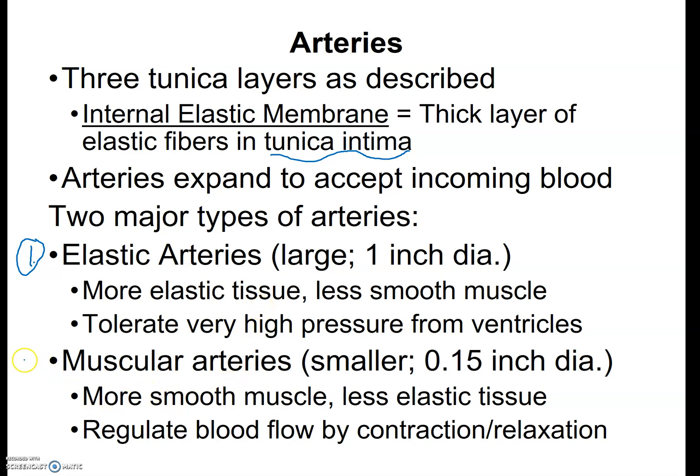Muscular arteries, number 2 here. The muscular arteries are quite a bit smaller. So elastic arteries are about 1 inch in diameter, pretty big. The muscular arteries are about 0.15 of an inch to maybe 1/5 of an inch in diameter. These have a lot more smooth muscle. The tunica media is much thicker here.